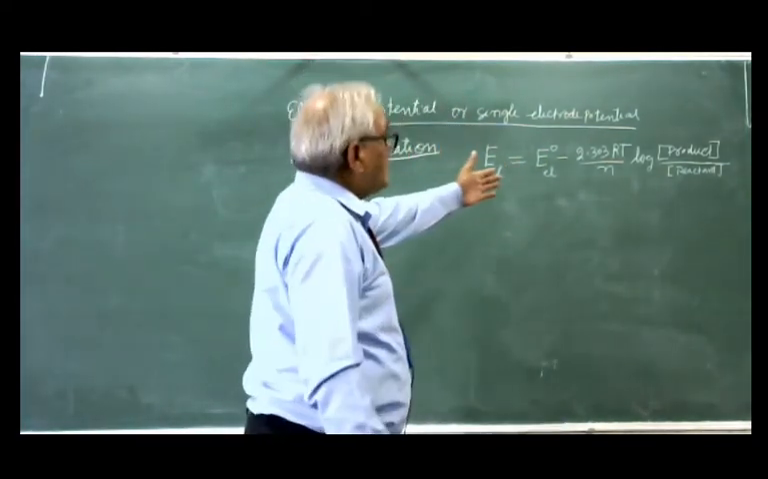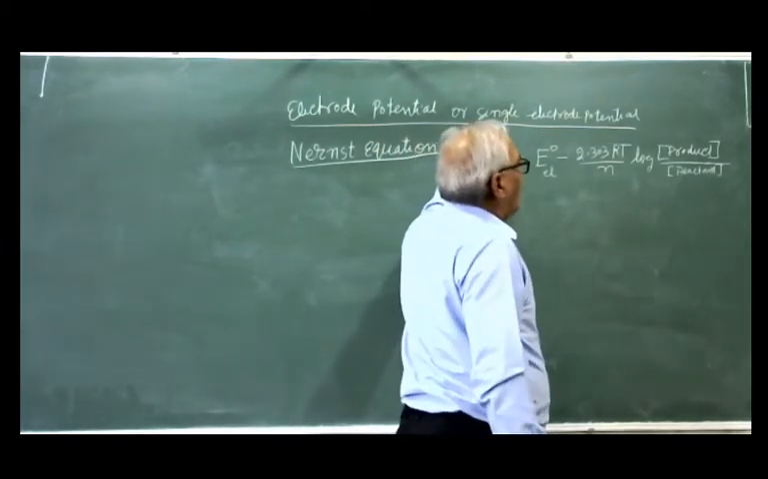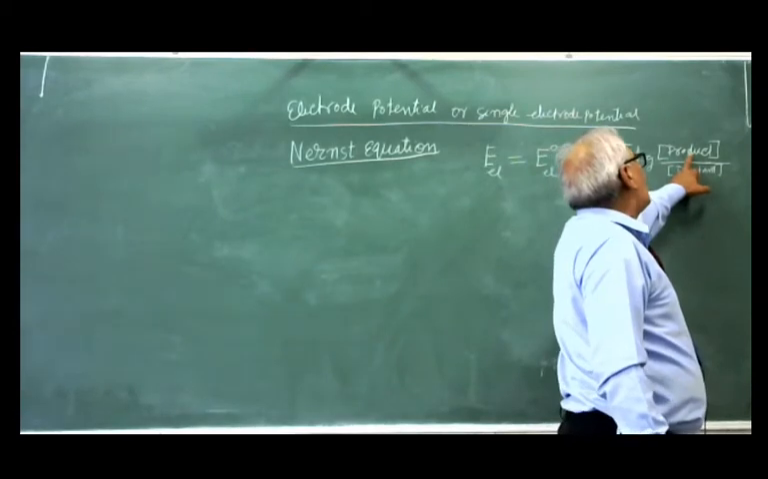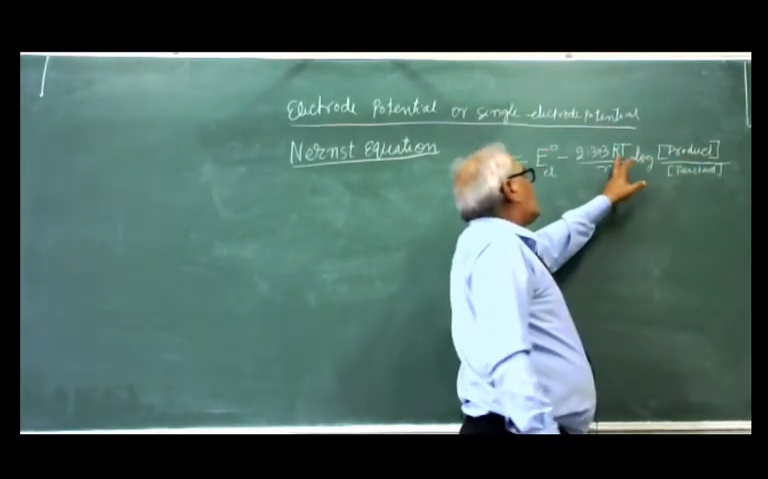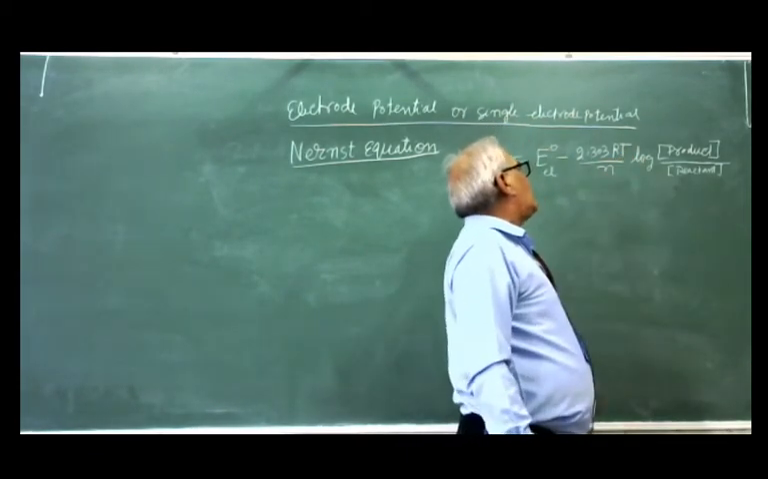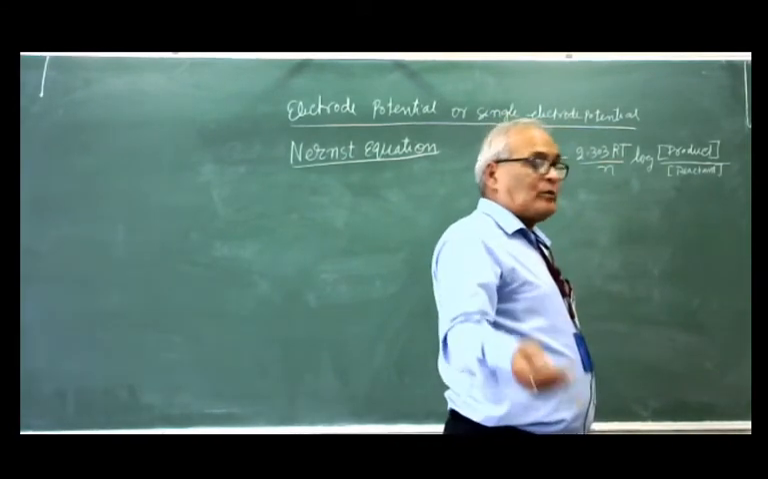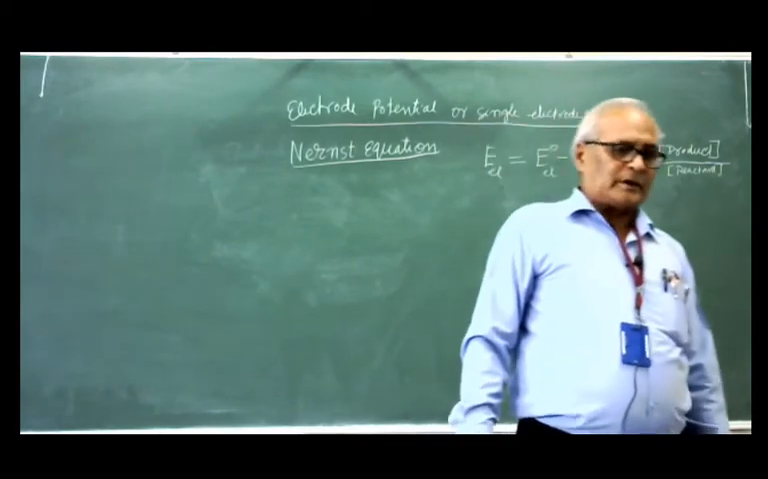With the help of this equation, we can calculate the electrode potential. Here, this is the concentration of the product. This is the concentration of the reactant. R is the gas constant, and T is the absolute temperature, that is the Kelvin, and n is the number of electrons transferred.